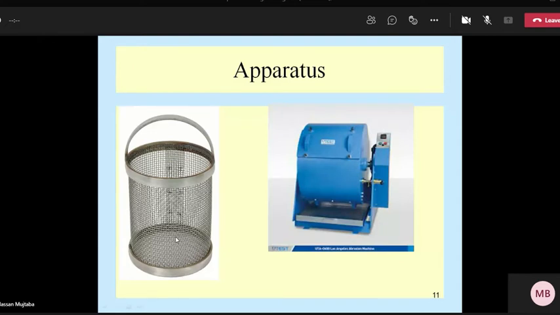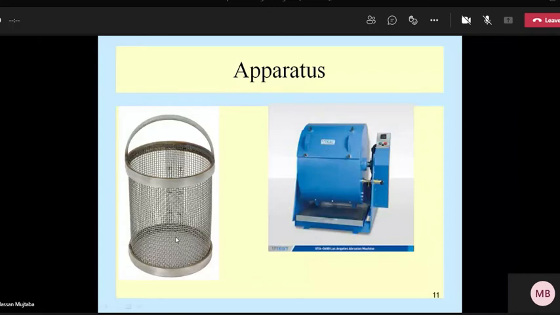Saturated surface dry. What does saturated mean? Anyone please respond. All the voids filled with water. Okay, yes. All the voids are filled with water. Now, I am saying saturated surface dry: the surface of the aggregate is dry, but all the voids are filled with water.